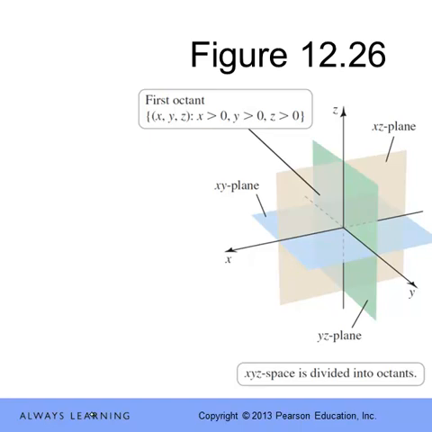But you have to really try to visualize this. The way I visualize this is that the x-axis in the positive direction is coming straight out this way. And here's the positive y-axis, and here's the positive z-axis.